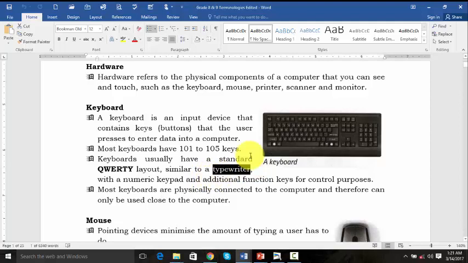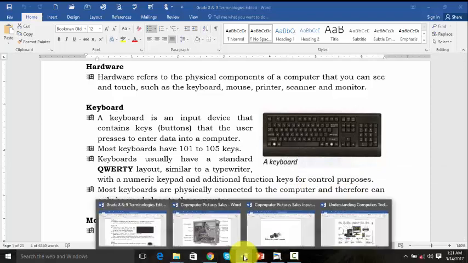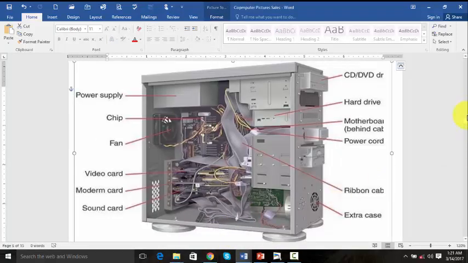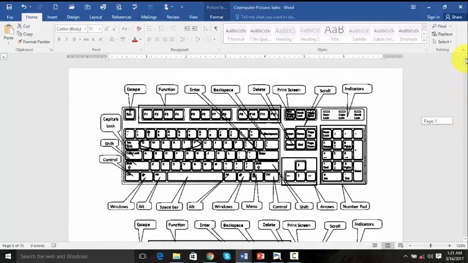Then, what we are saying is that this keyboard also has what we call a numeric keypad and also additional function keys for control purposes. Now we are going to look at the keyboard here so that we understand what are these parts of the keyboard. Now we urge children at junior secondary school level, that is grade 8 and grade 9 pupils, to understand the keyboard in details so that when it comes to doing practicals, you don't have problems.